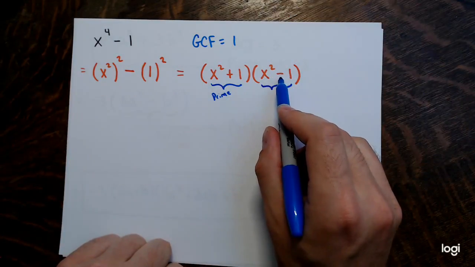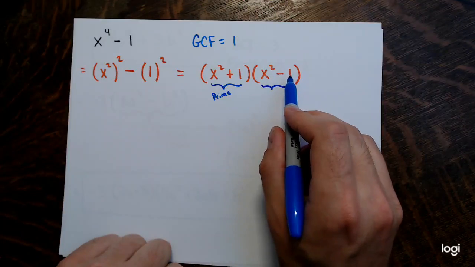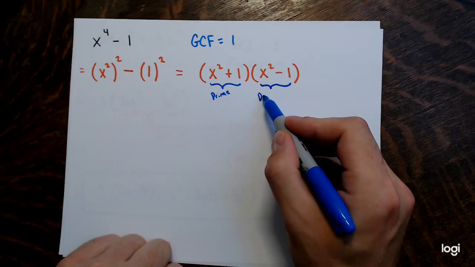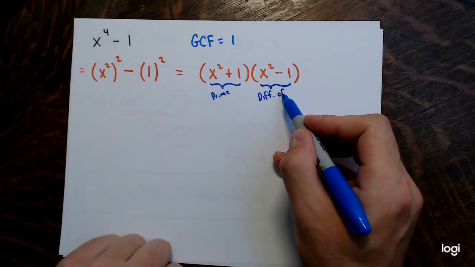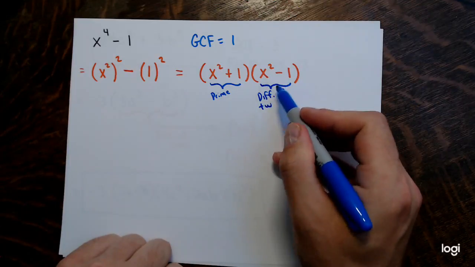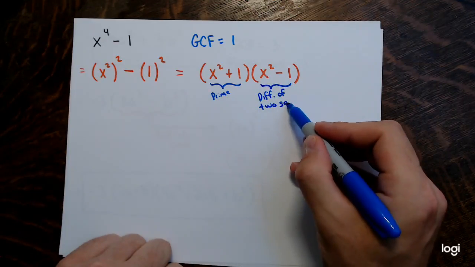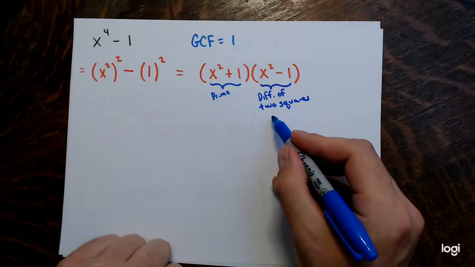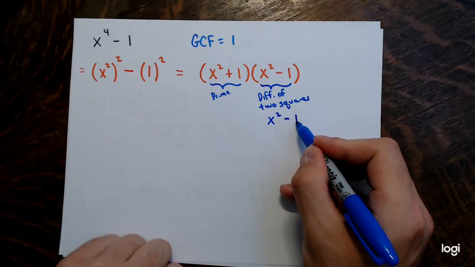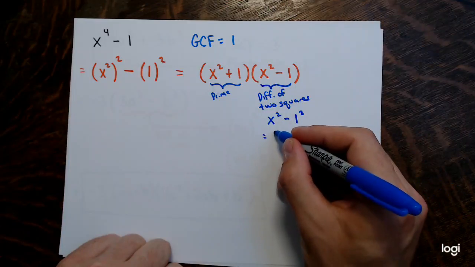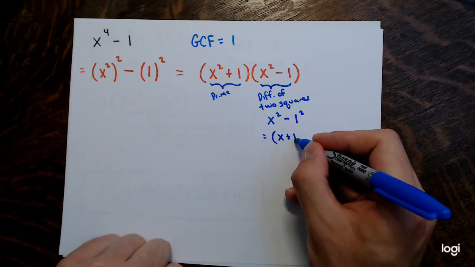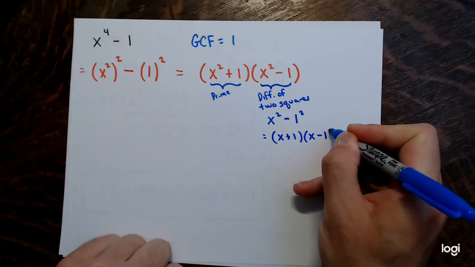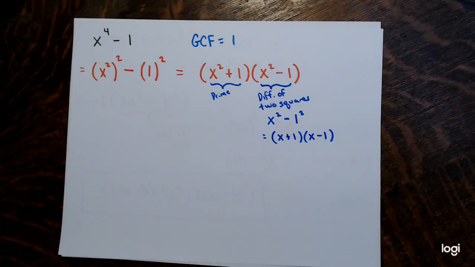However, this factor, see, I have a difference. This is x squared minus 1 squared. This is a difference of 2 squares again. So this second factor I've written here can be factored further, right? This is x squared minus 1 squared. So that can be factored further to x plus 1 times x minus 1, or x minus 1 times x plus 1, whatever you prefer.